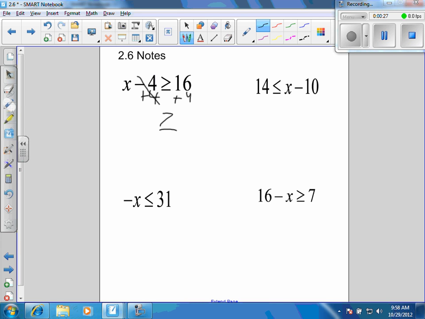So when you add 4 to both sides, okay, the first thing is you come up with that answer, and how do you describe it? X is greater than or equal to 20. Okay, now graph it. Go ahead and put the complete number line in, even to the left. And then you show your answer by shading.